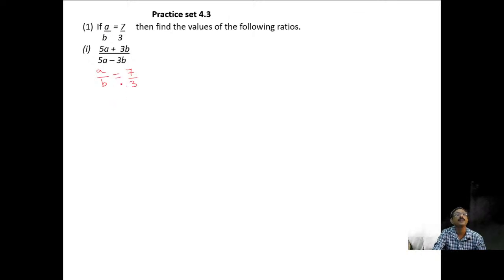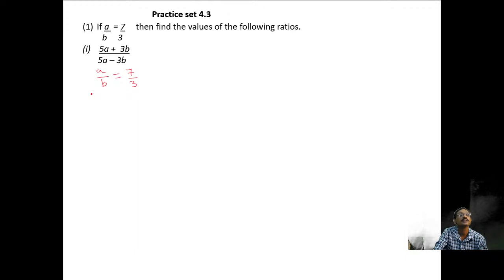Now I've got A upon B, but with A, what do I want? I want 5. And with B, what do I want? I want 3. If I cross multiply also, I will be getting 3A and 7B. But do I have here 3B? Do I have 3A? Or do I have 7B here? I don't have it with me. What can be done over here?